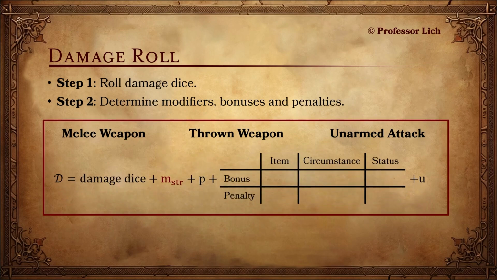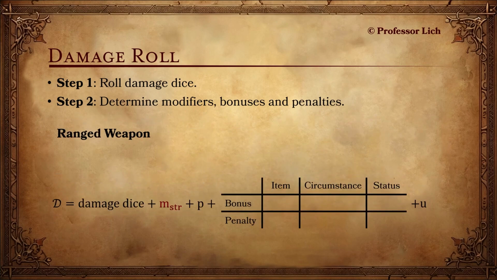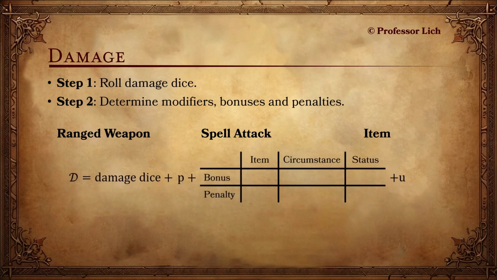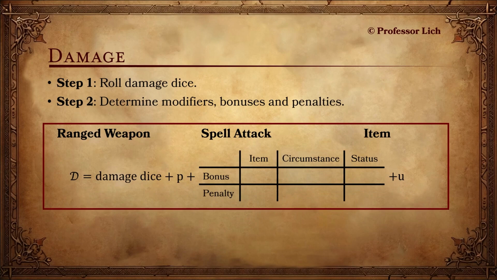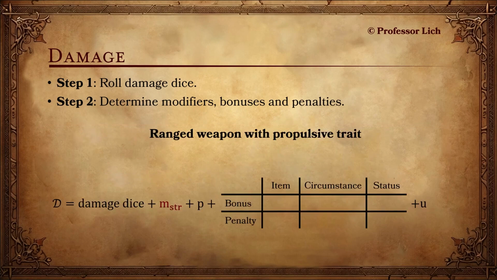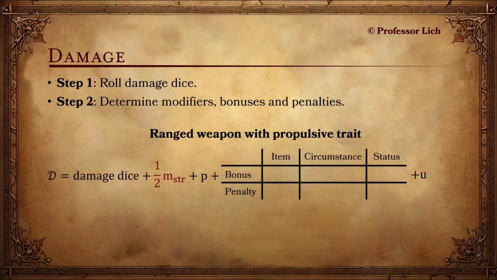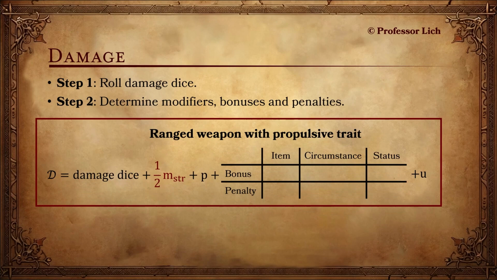On the other hand, if you're making a ranged attack, if you're attacking with a spell, or you're throwing an item of some sort, you do not add strength modifier to your damage roll. So instead, your formula then becomes this. And there is one more situation, and that's when you are attacking with a ranged weapon that has a propulsive trait. In that case, you add half of a strength modifier to your damage roll. So the formula then becomes this one here.